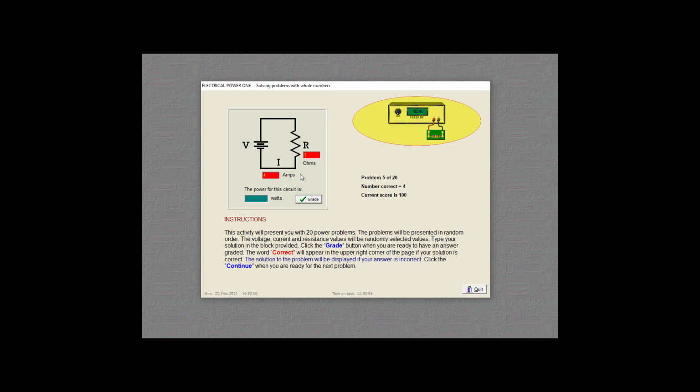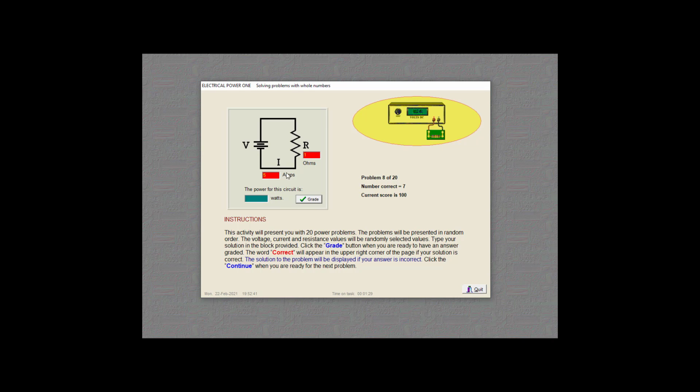Here we have R and I, so we have I squared R. 4 times 4 is 16, times 1 will be 16 watts. Here we have R and I again, I squared R, so we have 1 times 3 will be 3 watts. Here we have V and I again, and V and I would be just plain V times I, so we have 6 times 2 is 12.